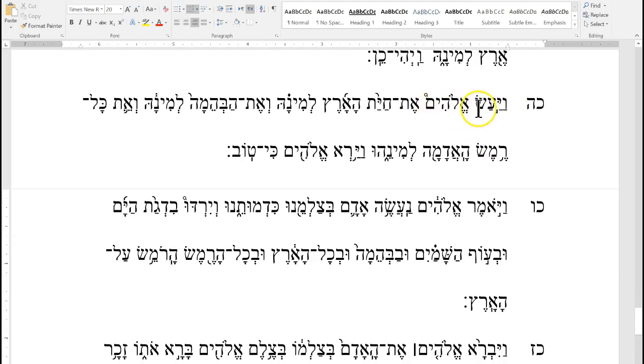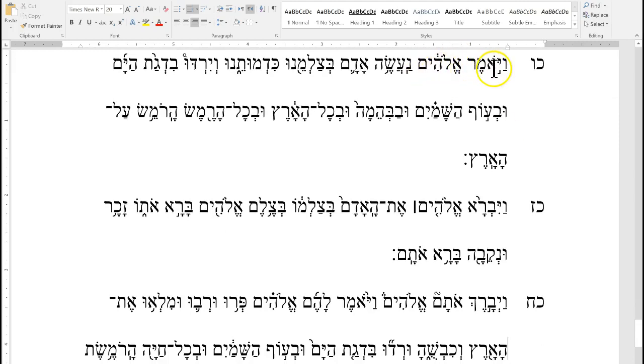Vayas Elohim, and Elohim made et chayat haaretz, the living things of the earth, lemineha, according to its kind, va'et ha-behema, the behema, according to its kind, va'et kol remesh haadamah, and the creeping thing of the land, of the adamah, leminehu, according to its kind. Vayar Elohim ki tov, God saw that it was good.